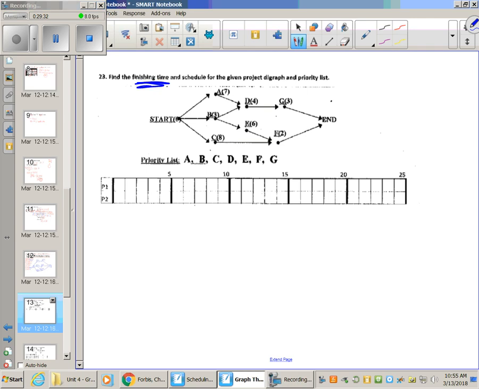It says find the finishing time and schedule for the given project diagram and priority list. We're not talking about critical time or critical path yet because I'm giving you the priority list. So my priority, I want to start off with A. Is A ready? Yes, it's ready. It's pointing from the start. So I'm going to go ahead and put A in my processor 1 with 7.